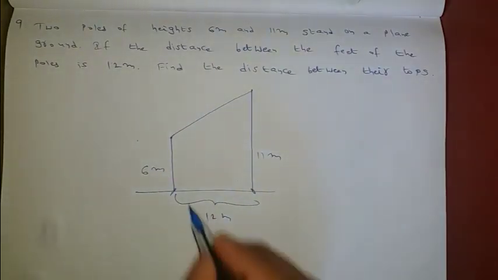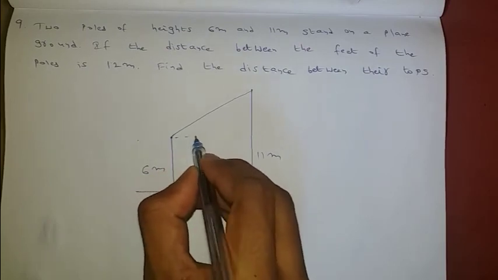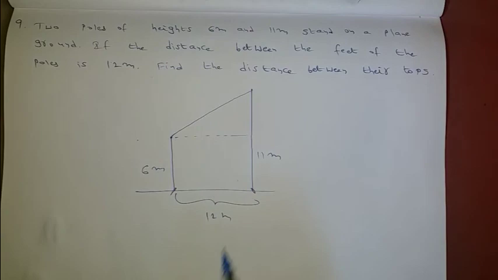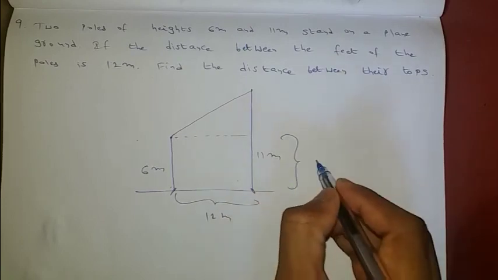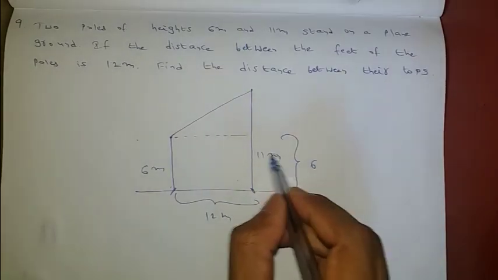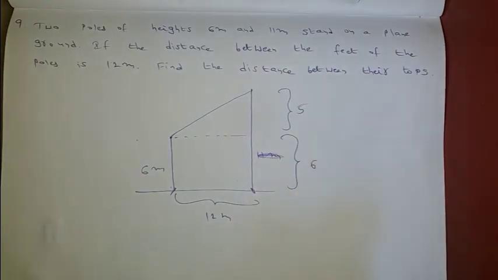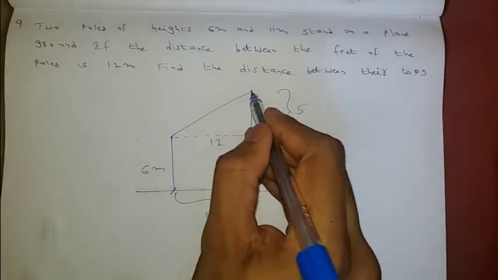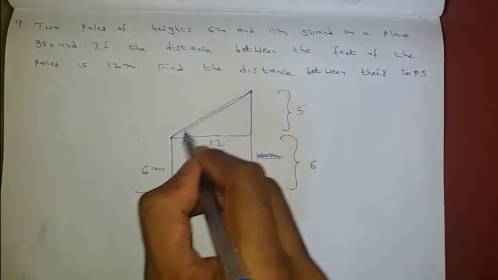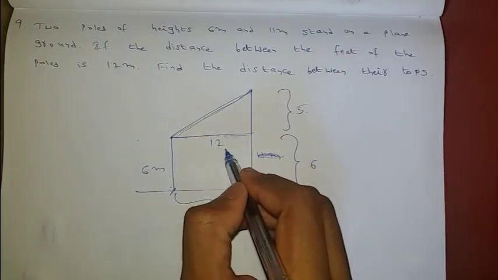To find the distance, from this lower point I will draw one imaginary line. Now the total is 11. From here to here it is 6, so from here to here also it is 6. So total is 11, 6 completed, so the upper part will be 5. This base is 12, so this is also 12 meters. Now we have a right angle triangle, whose one side is 5 and whose other side is 12.